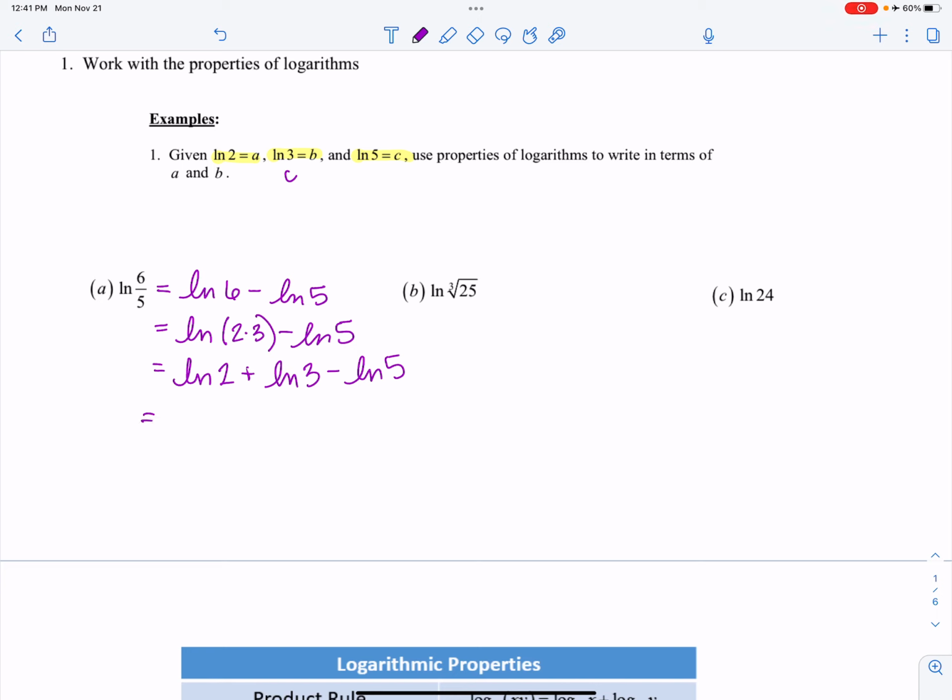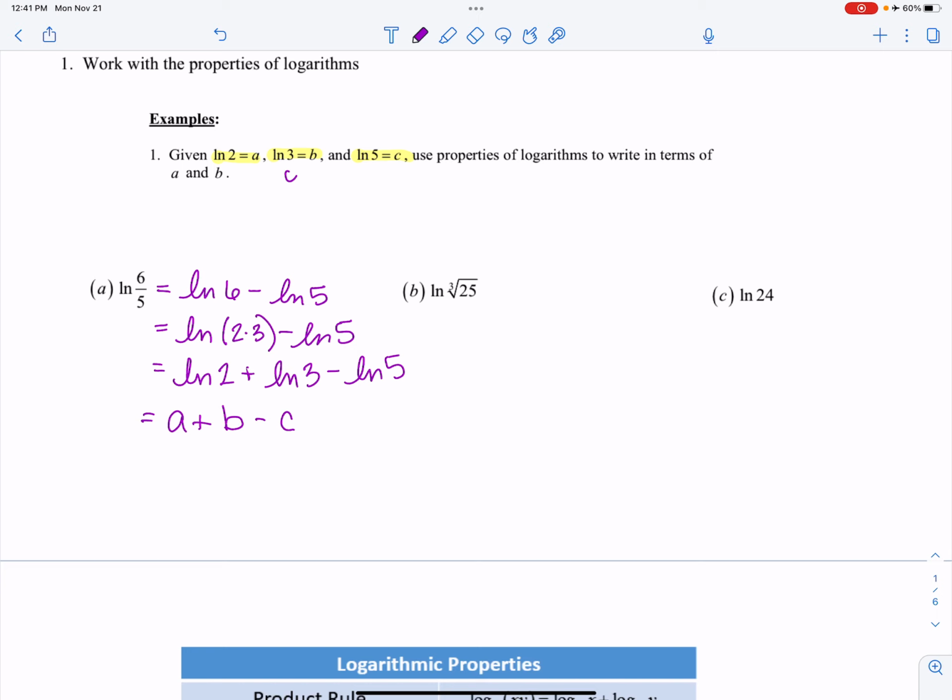So natural log of 2 represents A, plus natural log of 3 represents B, minus natural log of 5 represents C. And now we've rewritten it in A's, B's, and C's. Let's do it again. Natural log of the cube root of 25.